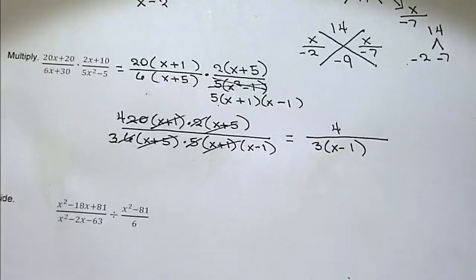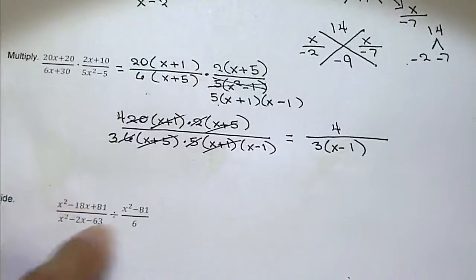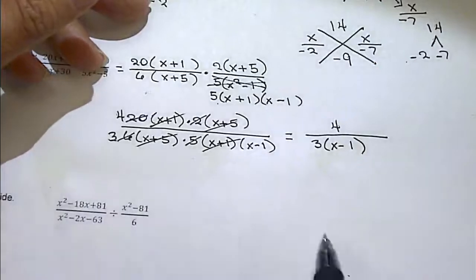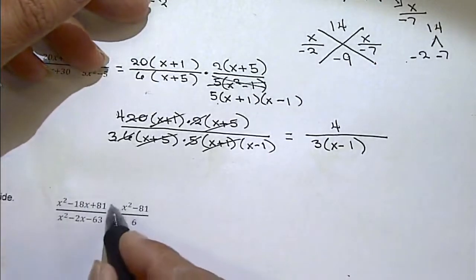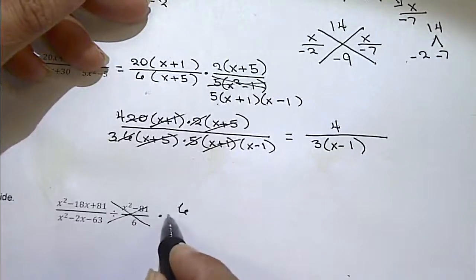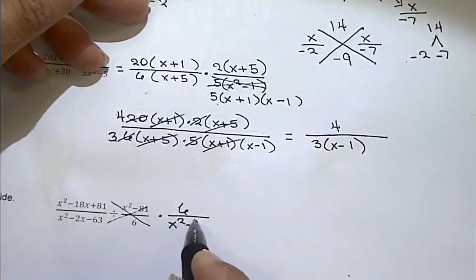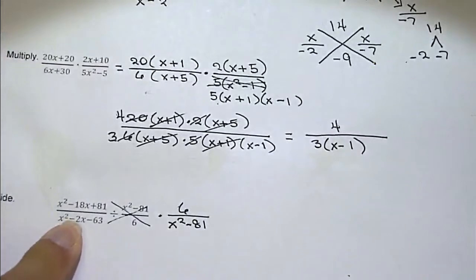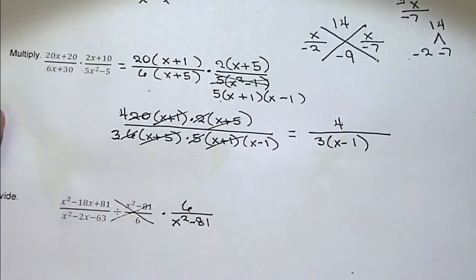Okay? Now, the next problem is really more of the same. It's just added one thing to it, and that is it's a fraction divided by a fraction. You know that we don't divide fractions. We always multiply by the reciprocal, right? So your first step is to change this into multiplication. I can cross it out right here if I want to. I can say that's not going to be division. I'm going to multiply times 6 over x squared minus 81, okay? I'm going to have this big fraction times 6 over x squared minus 81.